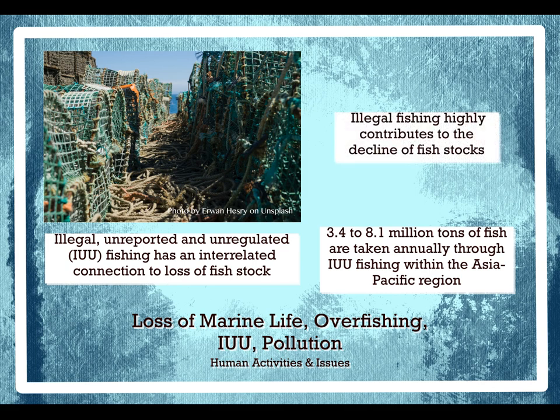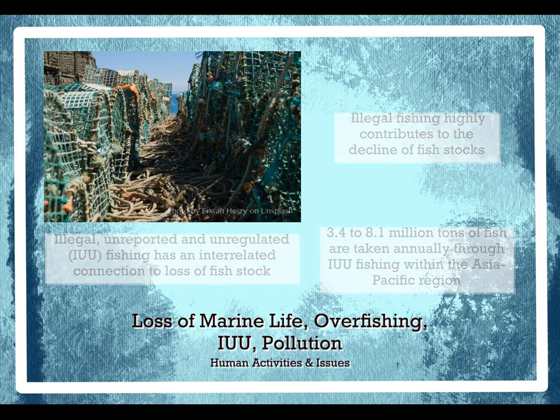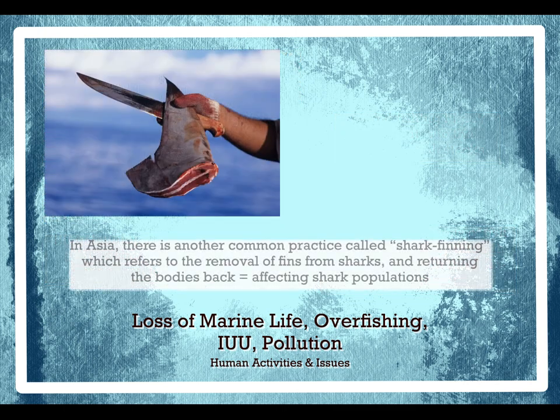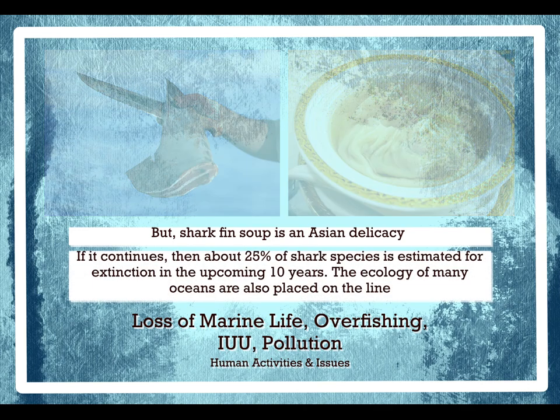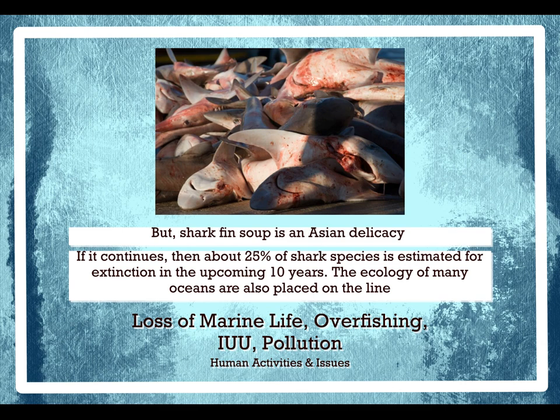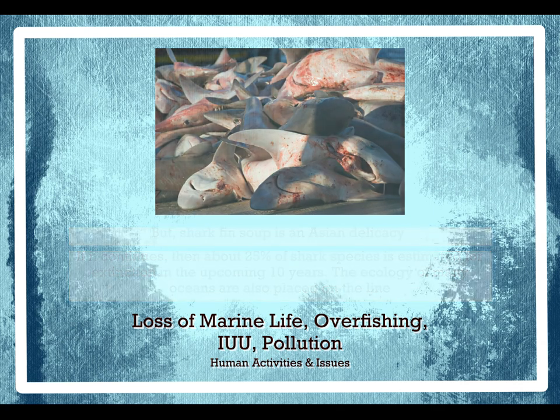Furthermore, illegal fishing within many maritime regions of the Earth highly contributes to the decline of fish stocks. In Asia, the Pacific Ocean is a concern. There's another common practice called shark finning, which refers to the removal of shark fins and returning the body back. This has heavily affected the shark population, though shark fin soup is an Asian delicacy. Hence, if this continues, then about 25% of shark species is estimated for extinction in the upcoming 10 years. Along with this, the ecology of many oceans are placed on the line.